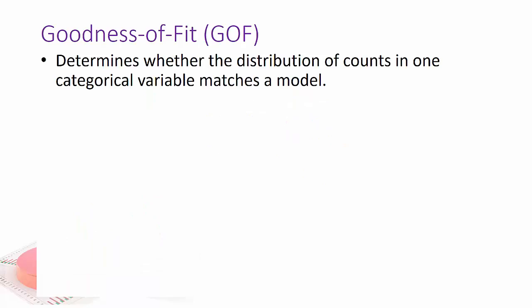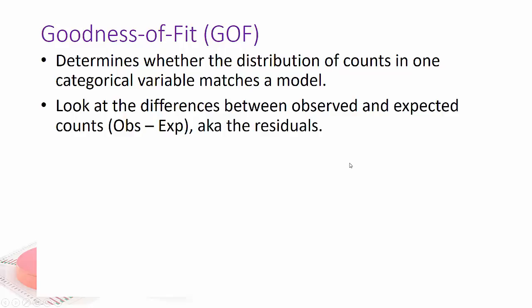All right, so we are talking about goodness of fit, and we're actually comparing counts. So we're going to determine whether the distribution of counts fits the model that we are trying to use. We're going to look at the difference between observed and expected, which is also known as the residual. For this, we're going to calculate something called chi-square.